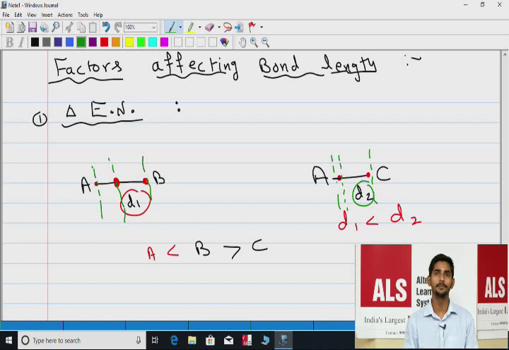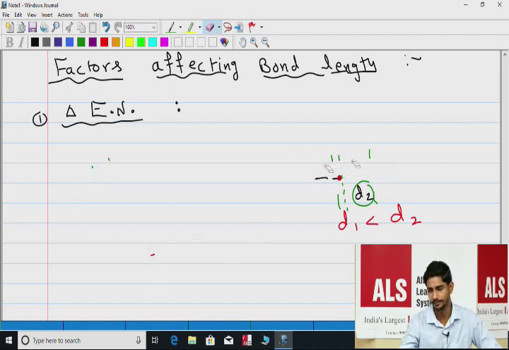Now you tell me, what have you understood? If electronegativity is high, then what should the bond length be? High or low? Means big or small? It should be larger or smaller? Okay, yeah, very good. So guys, this is the concept actually.